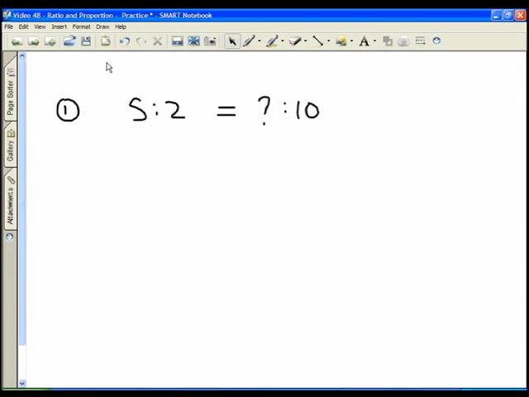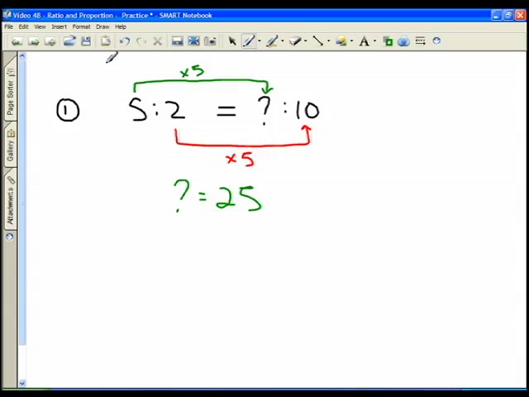Okay, so taking a look at this first practice problem then, we have a ratio or proportion of 5 to 2 is equal to something to 10. So we can look at this a couple of different ways. What do we have to multiply 2 by to get 10? And it should be clear to you that 2 times 5 is 10. And if 2 times 5 is 10, then we have to do the same operation here. And if 2 times 5 is 10, then 5 times 5 should equal 25.